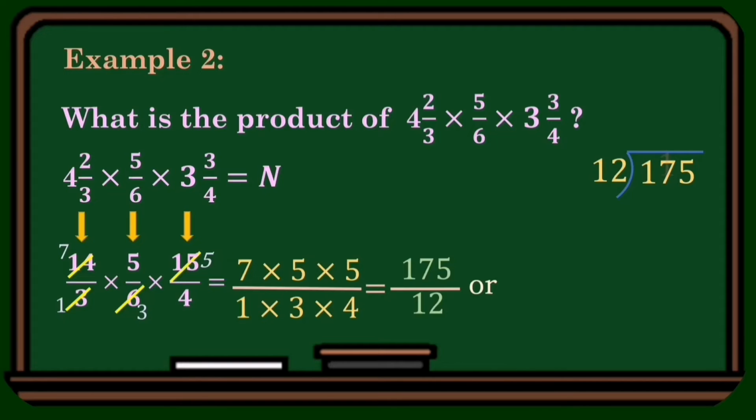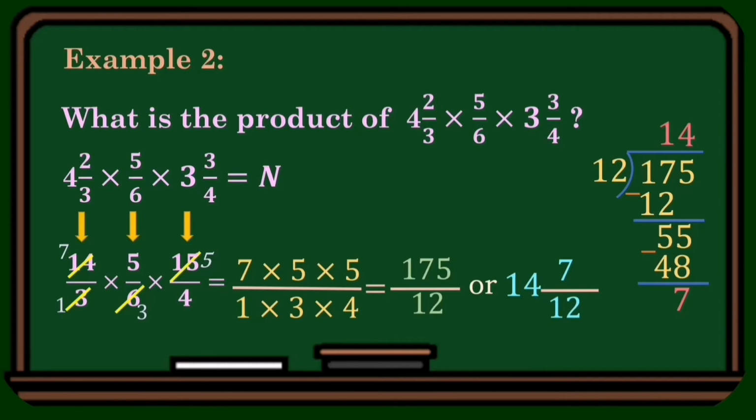Okay, so 17 divided by 12, we have 1. 1 times 12 is 12. Okay, 17 minus 12 equals 5. And then bring down 5. 55 divided by 12 equals 4. 4 times 12 equals 48. 55 minus 48 equals 7. So our quotient becomes the whole number, and then the remainder becomes the numerator, and then the divisor becomes our denominator, or just copy the denominator 12. Okay, so that is the final answer. So the product of 4 and 2/3 times 5/6 times 3 and 3/4 equals 14 and 7/12.